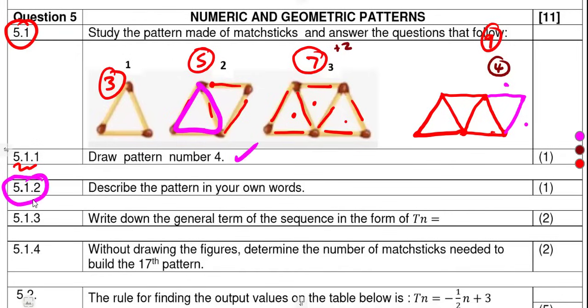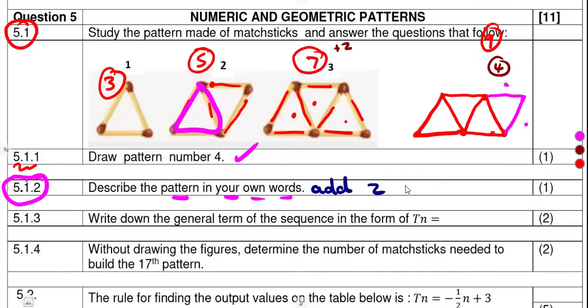For 5.12, describe the pattern in your own words. Guys, I have already described this one to say here there are 3. We are adding 2. Like we started with what? 3. Then from each, we are adding what? 2, 2, 2, 2, and so on. So here we simply have to add 2 sticks to the previous pattern. Like from this one, we add 2 to get 5, 2 to get 7, 2 to get 9. So that is in words.